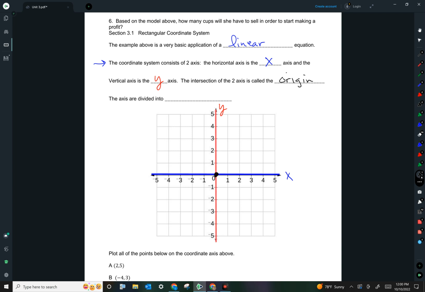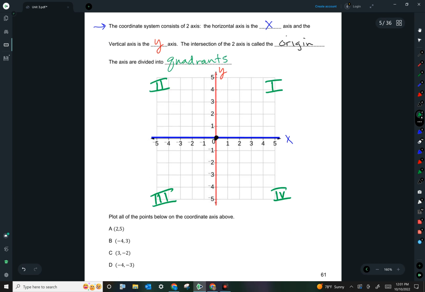Okay, and then we actually say that the axes are divided into quadrants. Q-U-A-D. Quad stands for 4, because you see how there are 4 sections, and they're labeled with Roman numerals. So this is quadrant 1, and then you go counterclockwise. So over here is quadrant 2, down here is quadrant 3, and over here is quadrant 4. And so today is just about a refresher on how you actually plot points.